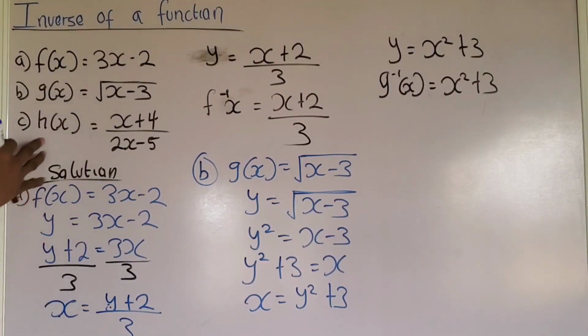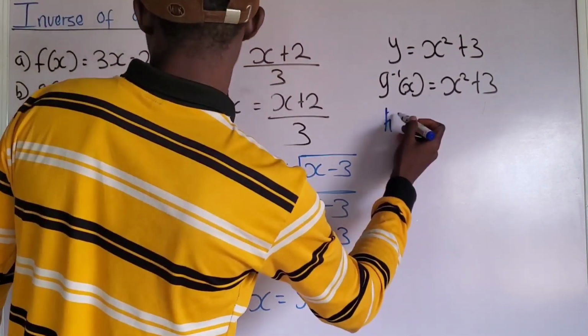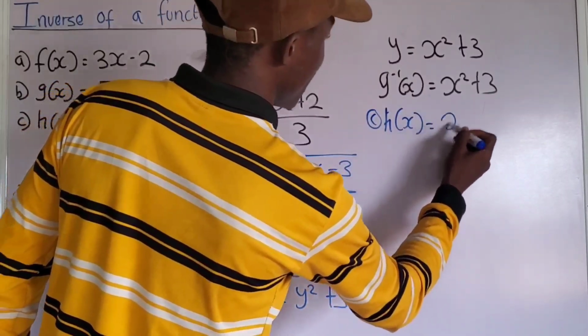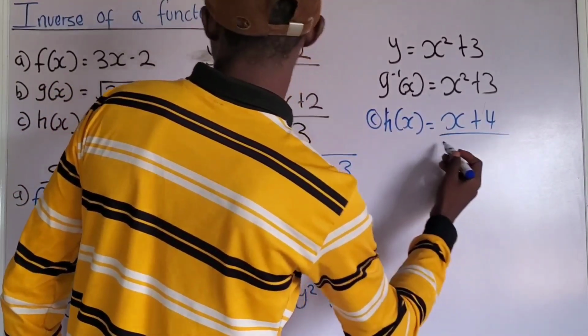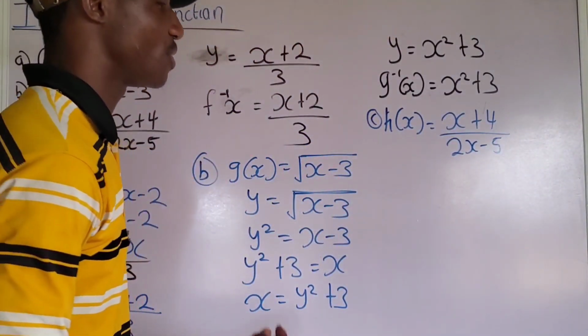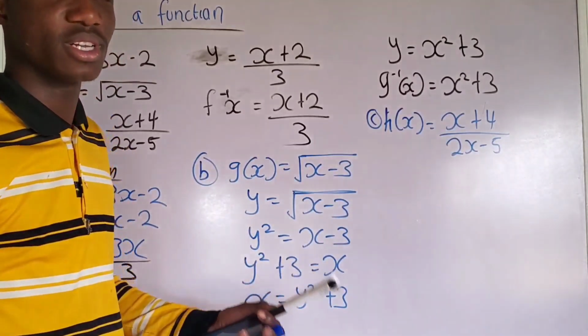Okay, let's have the third example. We have h of x equals x plus 4 all over 2x minus 5. How do we find the inverse of h of x? For question C, we have h of x equals x plus 4 all over 2x minus 5. The first step is to let y be equal to the function, then make x the subject of the relation.